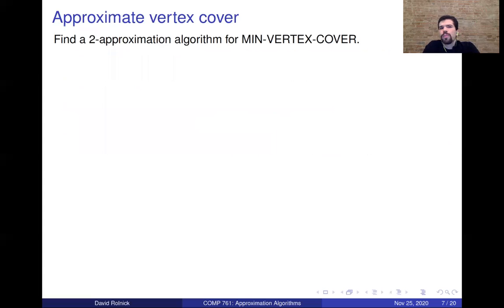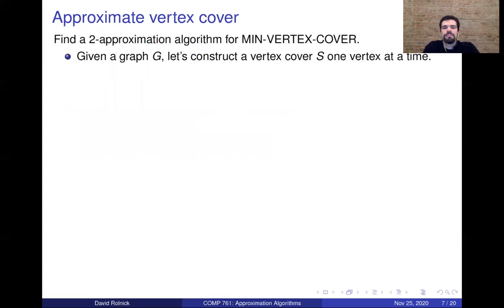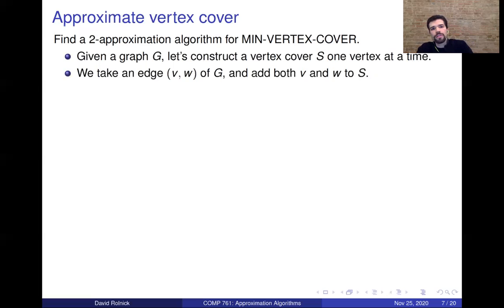Okay, so let's find a two approximation algorithm. Given a graph G, let's construct a vertex cover S, one vertex at a time. Let's take an edge of G, and let's add both endpoints to the set S.